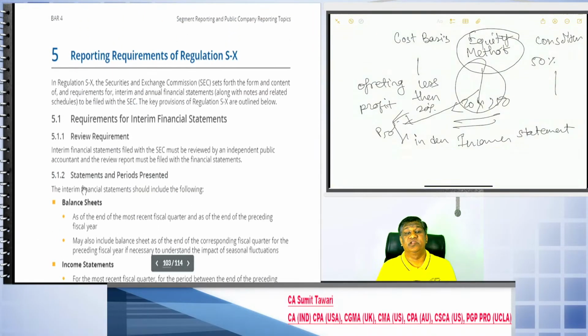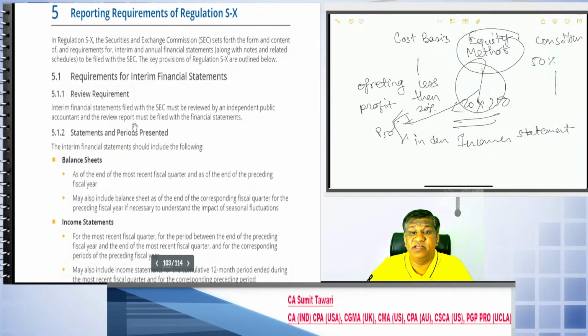Then reporting requirement of Regulation S-X. So that is basically Sarbanes-Oxley Act. Means we need to present some interim financials as well as the annual financials. Okay, so requirement for the interim financial statement. Review requirement: interim financial statements filed with the SEC must be reviewed by the independent public accountant, and the review report must be filed with the financial statement. Okay, so interim financials we need to get reviewed by the independent CPA. It is not the audit, but there is a limited review.